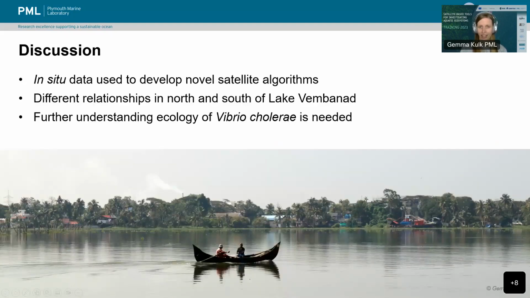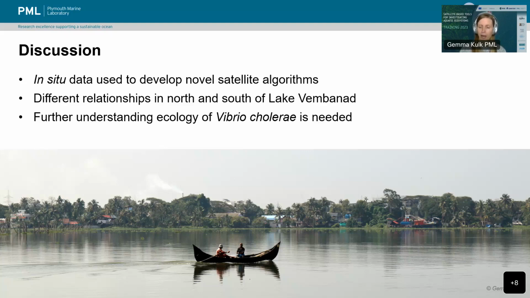So in this case study, I've shown you that in situ data can be used for the development of novel satellite algorithms. And in this case, we used the relationship between Vibrio cholera in the environment and chlorophyll A that is amenable to remote sensing to map the risk of pathogenic bacteria in Lake Vembanad using Sentinel-2 data. And I showed that we observed different relationships in the north and the south of Lake Vembanad, which might partly be explained by the differences in the environmental conditions between these two regions of the lake.